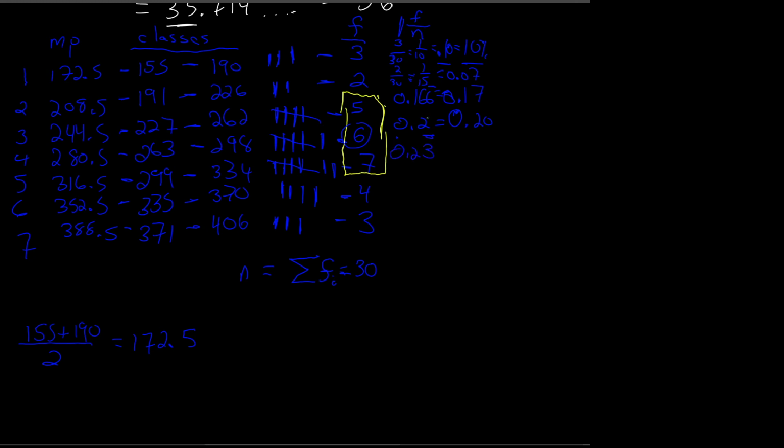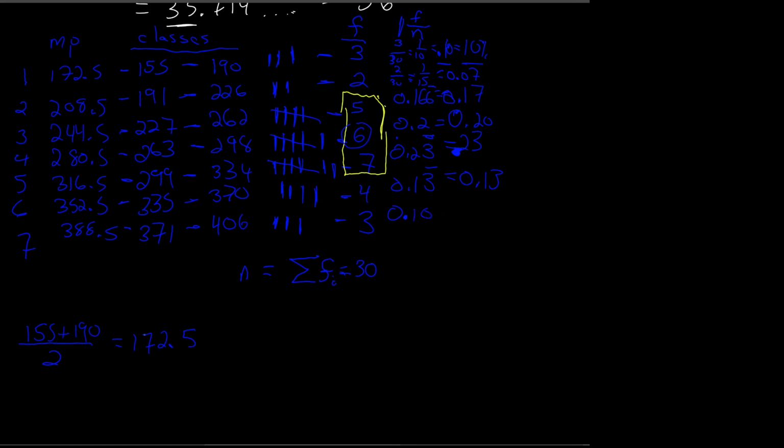0.23 repeating, or approximately 23%, 0.23. Get my decimal in there nice and big. 4 divided by 30 is 0.13 repeating, or about 13%. And 3, we've already done, that was the first one, 0.10 or 10%.